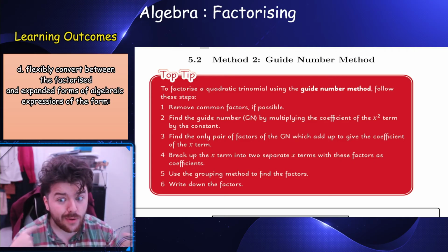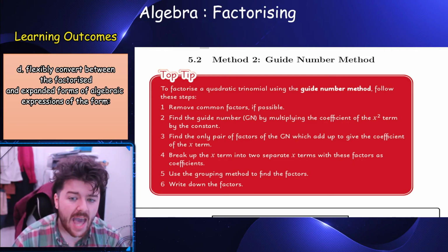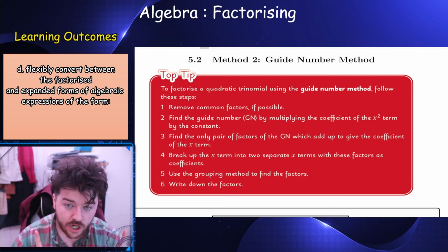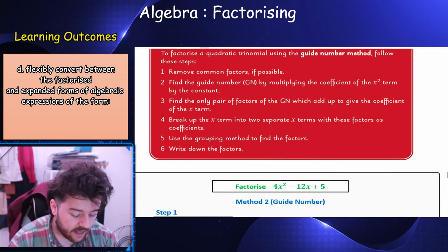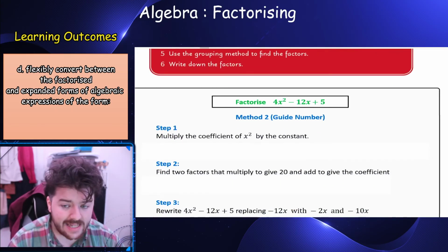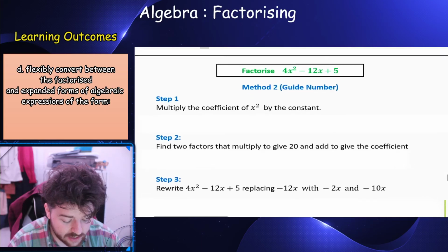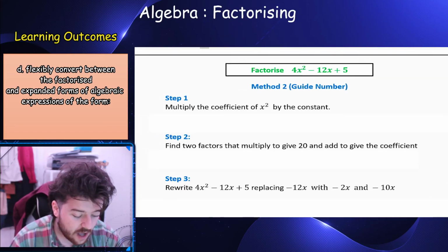Find the pair of factors of the guide number which add to get the coefficient of the x term. So I'm doing what I did before. It's just one extra step. And I'm going to break up the x squared term into two separate x terms where these factors are coefficients, and then use the grouping method to find the factors. So I'm going to be using grouping in this as well. Let's do it, right? So 4x squared minus 12x plus 5.